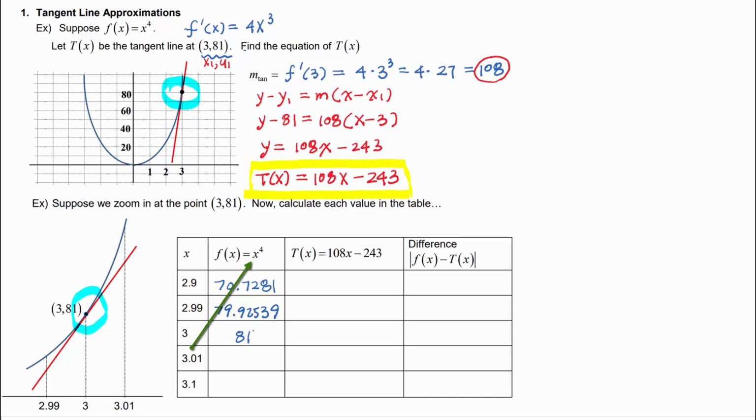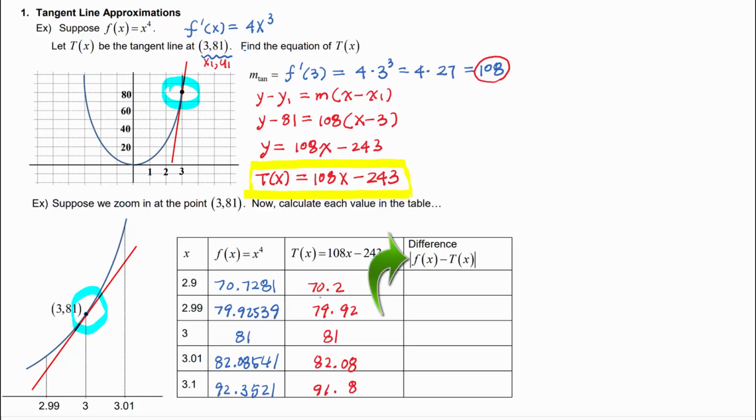You plug in 3.01, I'm getting 82.08541. If you plug in 3.1, I do get 92.3521. And for the same x values, if I plug them into the tangent line equation instead, I get 70.2, 79.92, the same 81, 82.08, and 91.8.